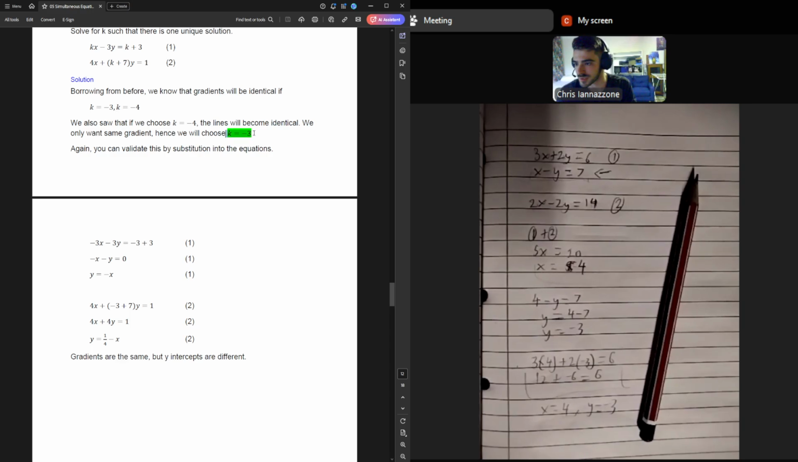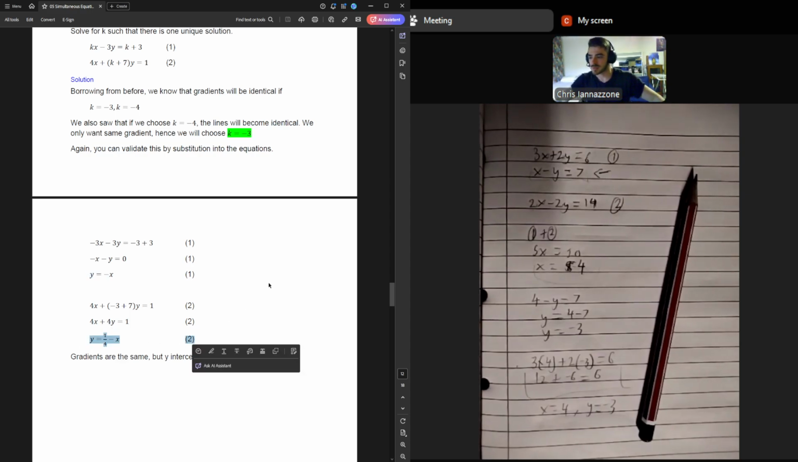And once again, if you were to sub in, for example, that k equals -3, you could see that happening. Sub in your -3, rearrange, rearrange, rearrange, and you can see equation 1 is y equals -x. Equation 2 becomes y equals -x plus 1/4. So they have the same coefficient on their x, but only equation 2 has a y-intercept of 1/4, whereas equation 1 has a y-intercept of 0.